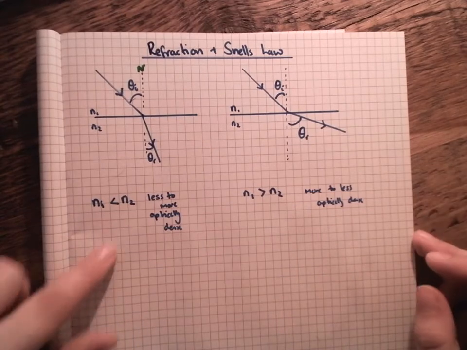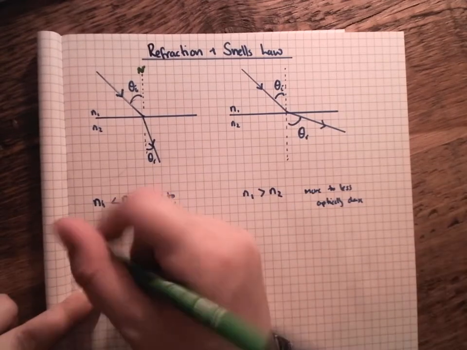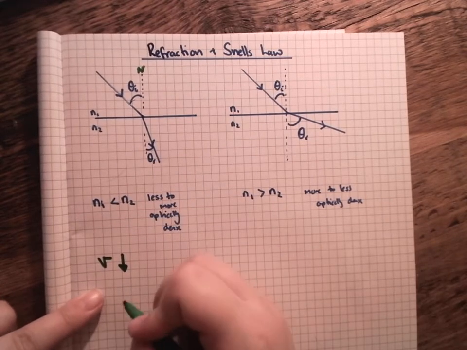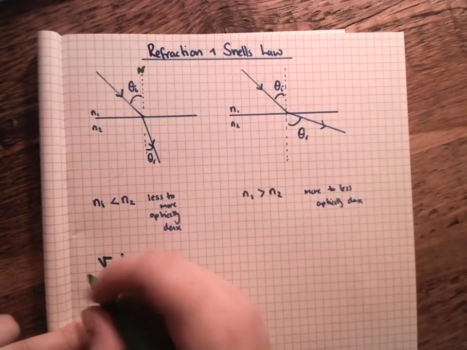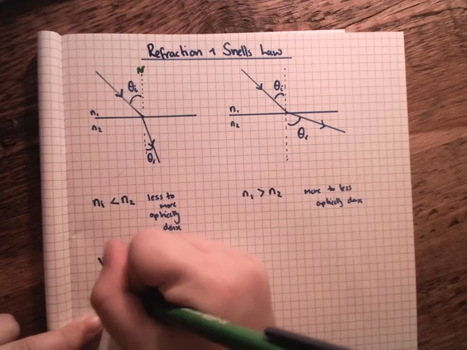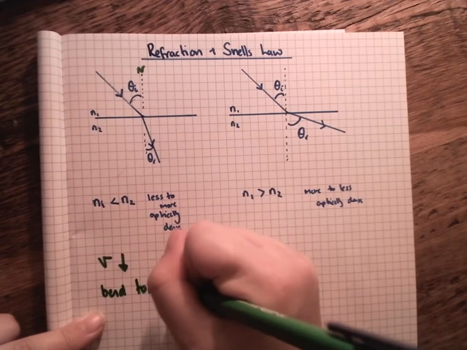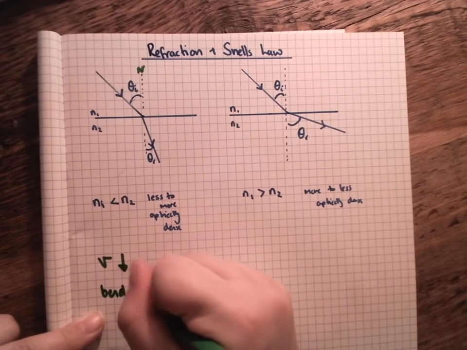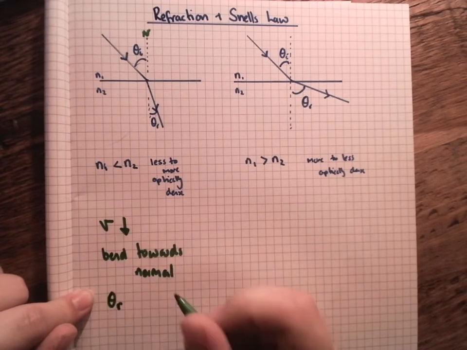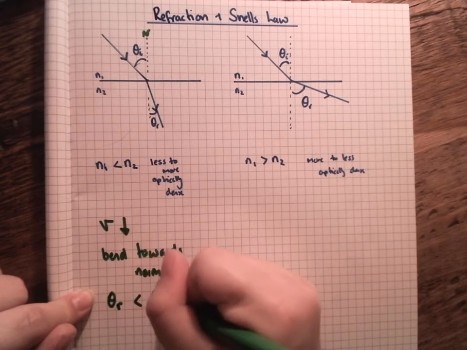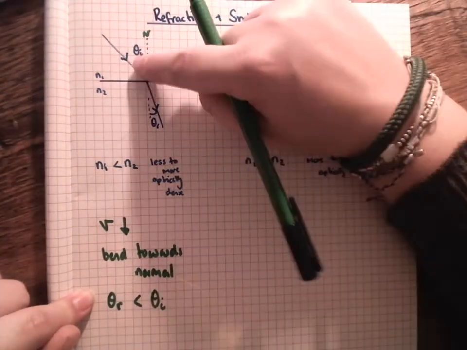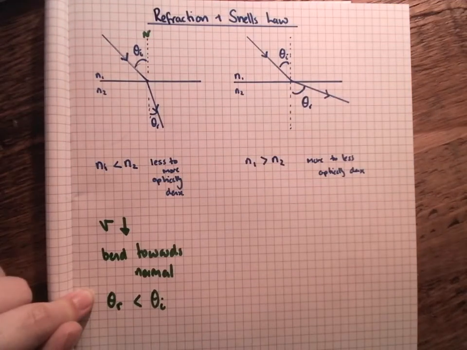So if it's going from a less dense to a more dense medium, we know that its speed is going to decrease. And also therefore its angle of refraction is going to get smaller. It's going to bend towards the normal. What that means is that my angle of refraction is going to be less than my angle of incidence. So my angle of incidence is going to be greater than my angle of refraction, which we can see here. So it's slowing down and bending towards the normal.